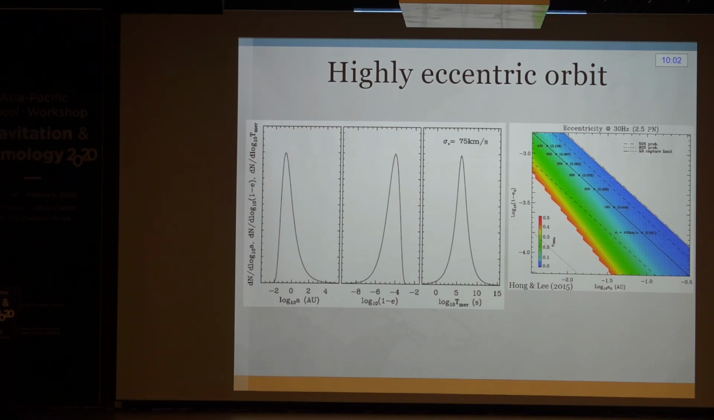And the right panel shows, here the color is eccentricity at 30 hertz. So as you can see here, some of them can have eccentricity that is not negligible. So we can say that the binary black holes formed from capture can sometimes have an eccentric merger.